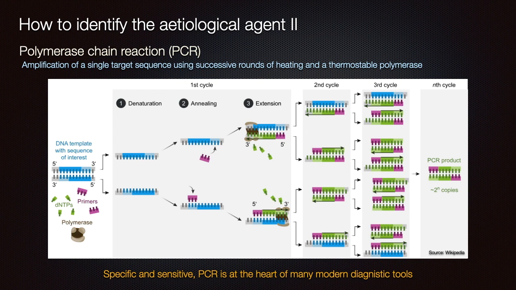The temperature is then raised again to optimize function of the polymerase, which extends the DNA starting at those primers to generate an exact copy of your target. These temperature changes are accomplished these days in a special machine called a thermocycler.